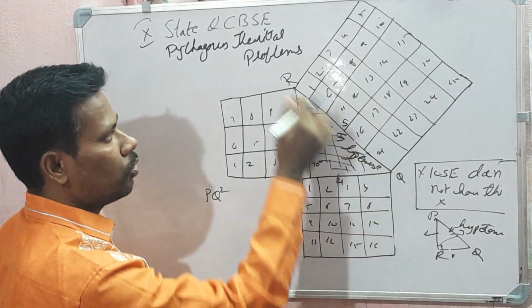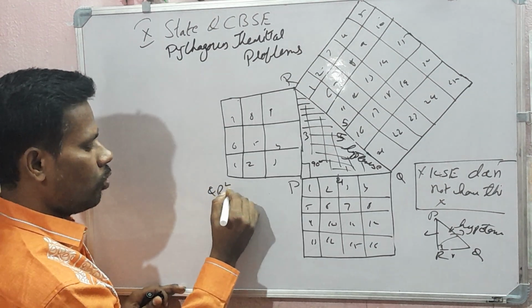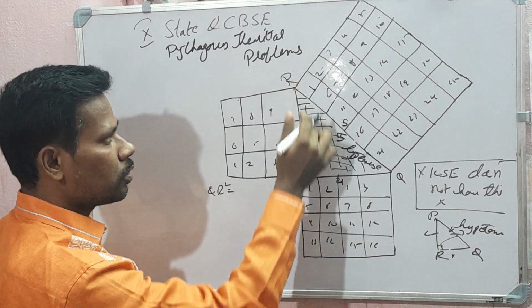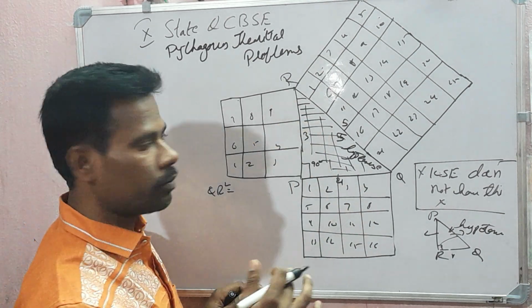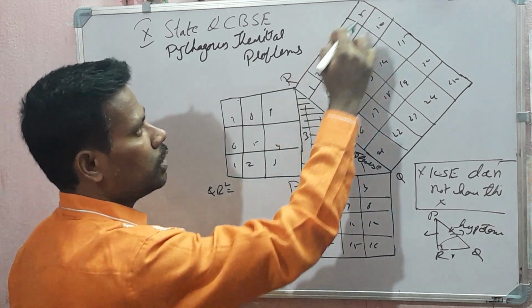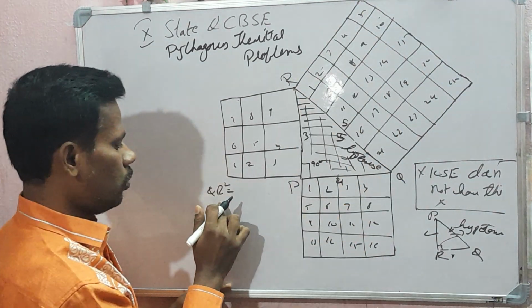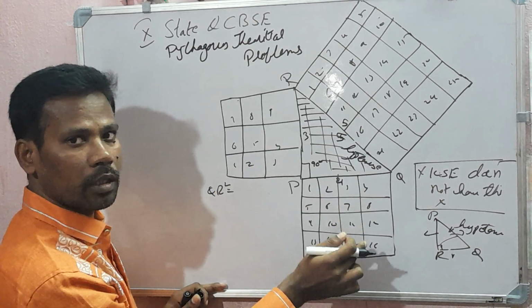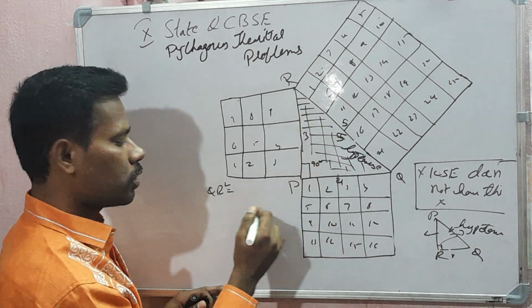QR square is the square on the hypotenuse, and it is equal to the sum of the squares of the other two sides. Listen to the words I am saying. Square on the hypotenuse is equal to the sum of the squares on the other two sides. Sum means addition.